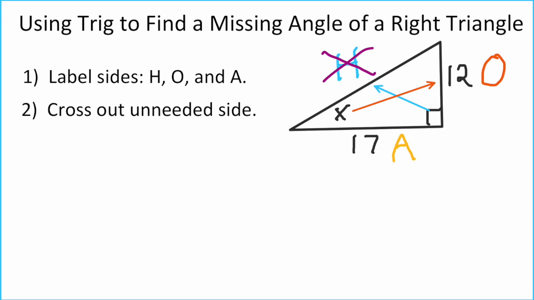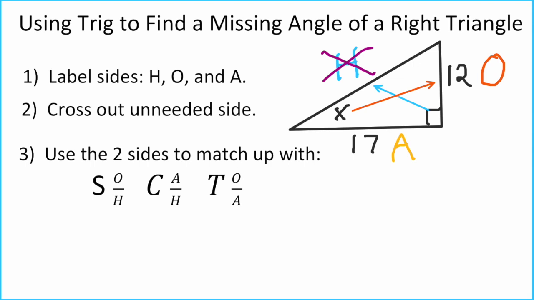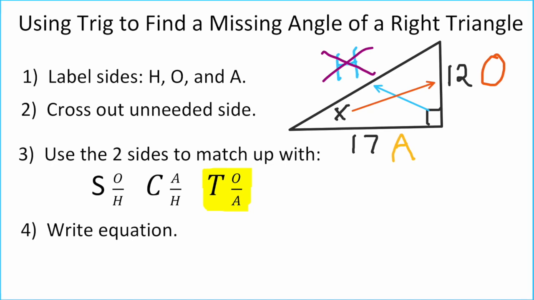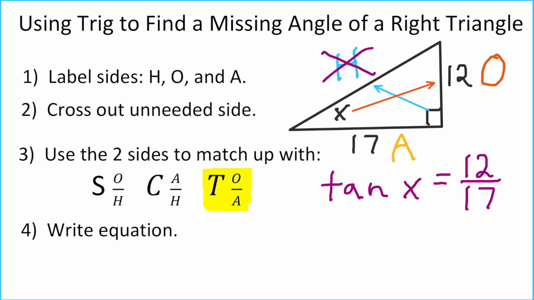And now we are ready to use the two sides that we have left to match up with SOH CAH TOA. This one we have O and A, so that means we're going to use TOA. Our fourth step is to go ahead and write our equation, and that's going to be tangent of x equals 12 over 17. Now is where it gets different than finding sides.